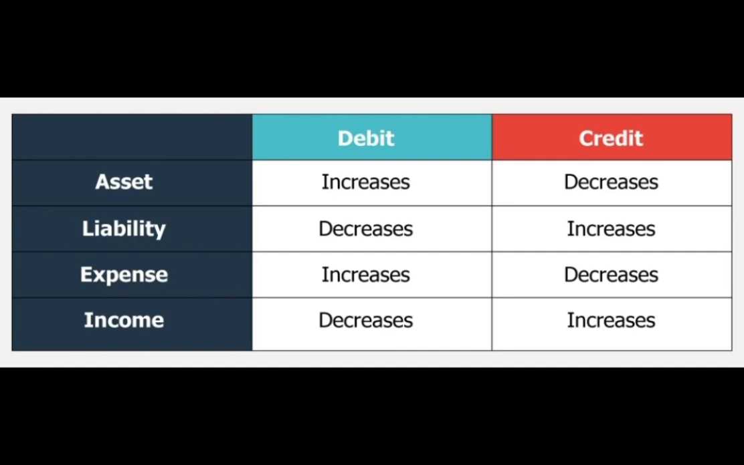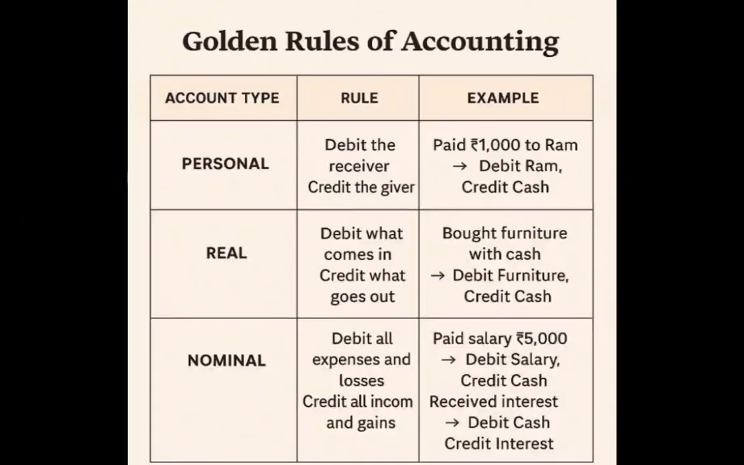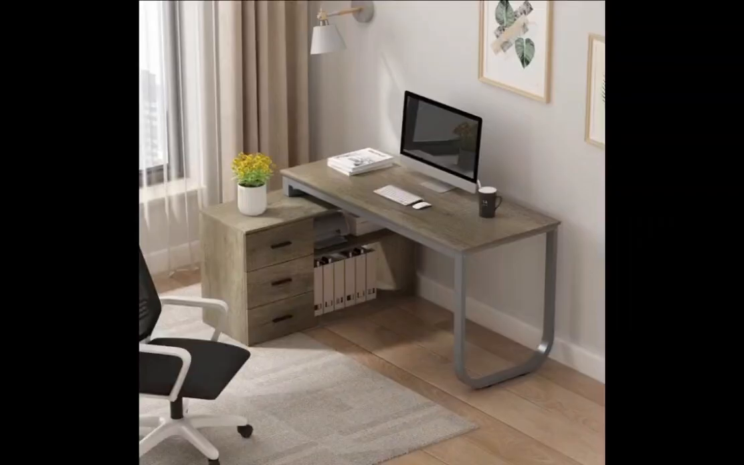To make accounting easier, we use the three golden rules. For personal accounts, debit the receiver and credit the giver. For real accounts, debit what comes in and credit what goes out. For nominal accounts, debit all expenses and losses and credit all incomes and gains.